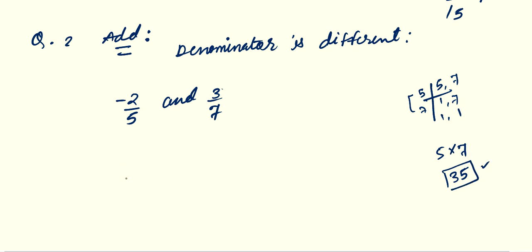So now, minus 2 by 5, what do we have to multiply in minus 2 by 5 so we get 35 in the denominator? In this denominator we have 5 here, and what should we multiply in 5 to get 35? That is 7. So 7 upon 7. So minus 14 upon 35.